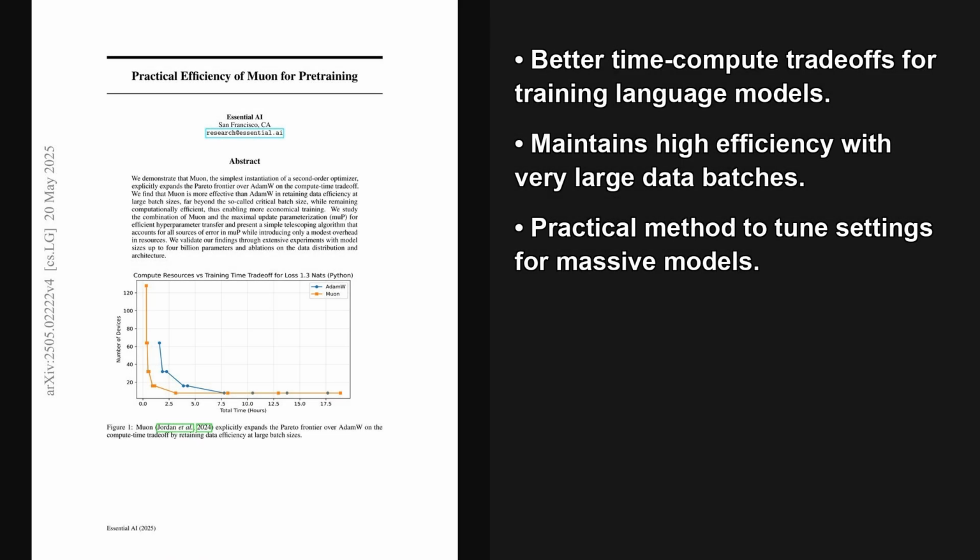At the end of the day, the evidence is pretty compelling. The Muon optimizer, when paired with clever tuning methods like maximal update parameterization, really does offer a significant boost. It's not just about achieving a slightly better score, it's about making the entire process of pre-training massive models faster and more efficient. This research helps push the boundaries of what's practical at the largest scales.